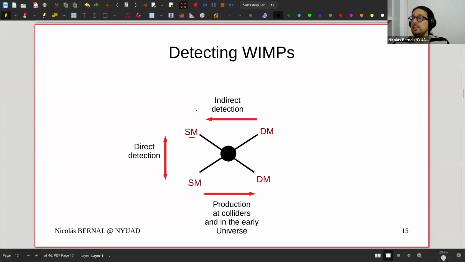That's basically the indirect detection. You can look for dark matter annihilating or decaying into electron positrons, into photons, into neutrinos, into antimatter, and you can try to look for these annihilation products. You can also have direct detection, which is basically elastic scattering of dark matter with standard model particles, so with nuclei or with electrons in the detector, and you can look for the signals of this elastic scattering. And you can also have production at colliders. So for instance, at the LHC, you can have pp into a couple of dark matter particles, so missing ET and a monophoton, mono-something.